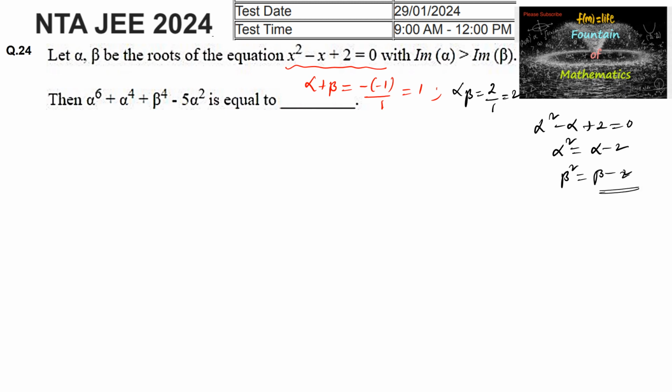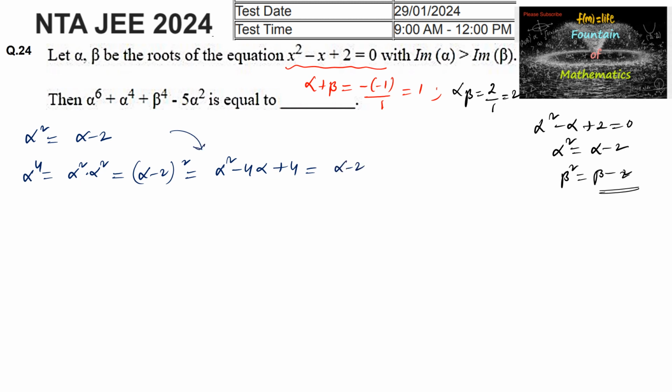Now let's consider alpha power 6, but first let us do alpha square and write in sequence. Alpha square is equal to alpha minus 2. Alpha power 4 is equal to alpha square into alpha square, that is alpha minus 2 whole square, that is alpha square minus 4 alpha plus 4. Again substituting alpha square here, alpha minus 2 minus 4 alpha plus 4, which is equal to 1 minus 4, that is minus 3 alpha, and minus 2 plus 4 is plus 2. So minus 3 alpha plus 2 is the alpha power 4 value.